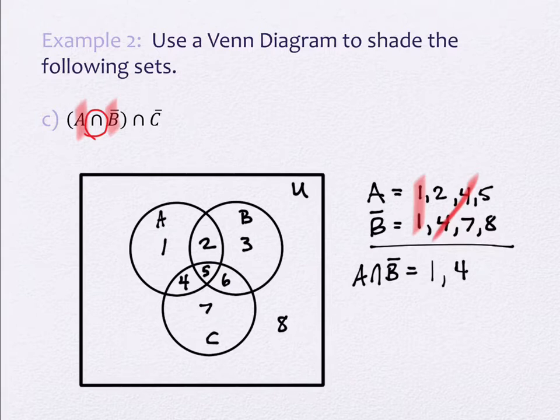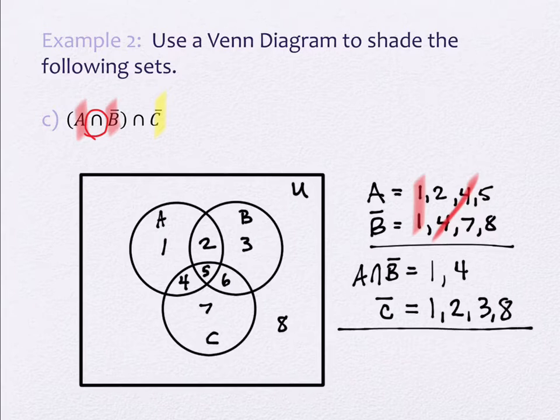And then our last setup here says C complement. So we're going to do C complement. Right. 1, 2, 3, and 8. And then how are we going to combine these 2 sets? That is A intersect B complement and C complement. Yes? They have what A and B complement and C complement have in common. So would be 1. Yeah.